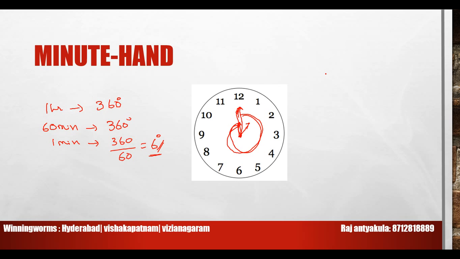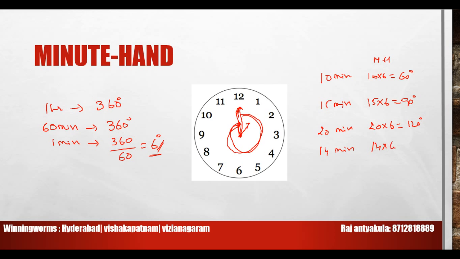For example, in 10 minutes, the minute hand will cover how many degrees? Simple. 10 into 6, 60 degrees. In 15 minutes, the minute hand will cover how many degrees? 15 into 6, which equals 90 degrees. In 20 minutes, how many degrees? 20 into 6, which equals 120 degrees. In 14 minutes, how many degrees? 14 into 6, which equals 84 degrees.